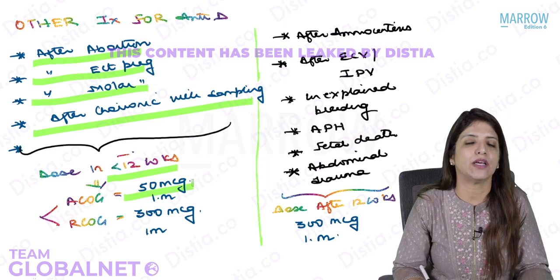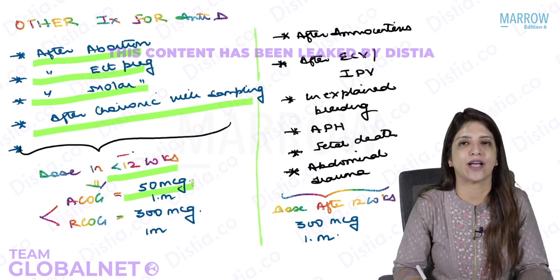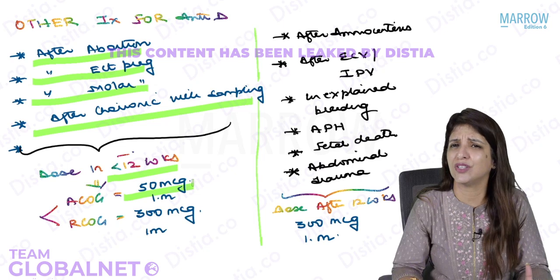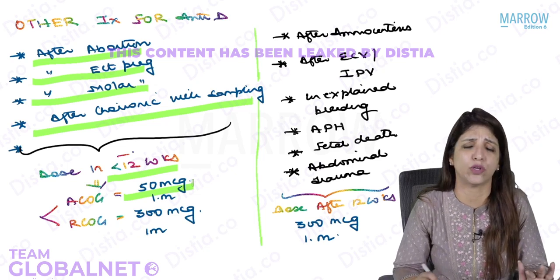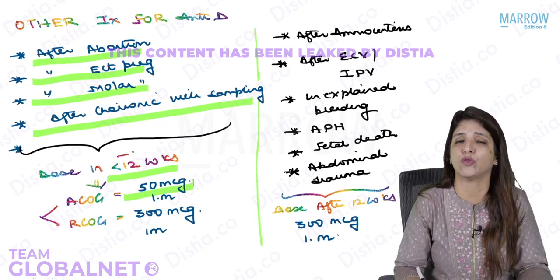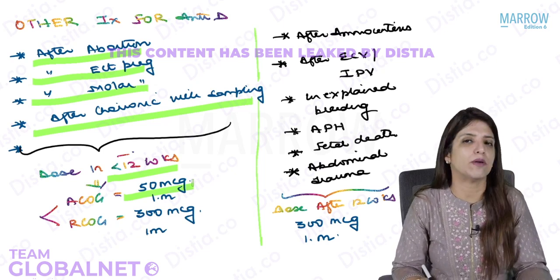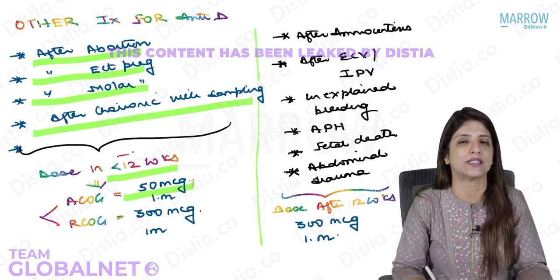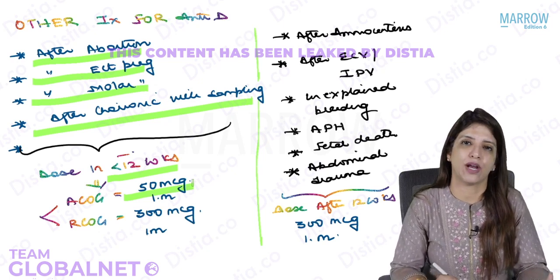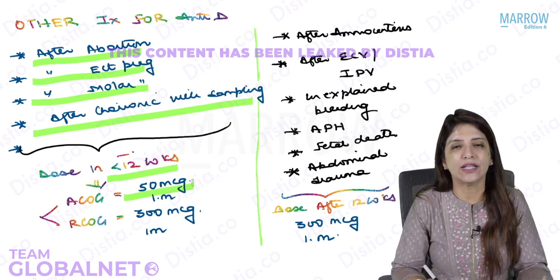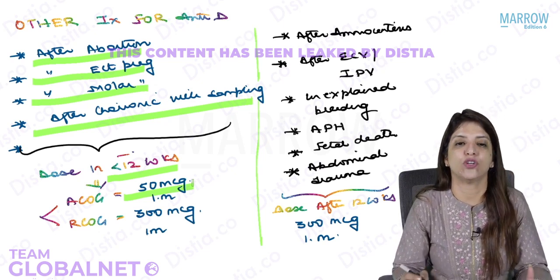But the Royal College of Obstetricians and Gynaecologists says that whether it is less than 12 weeks or more than 12 weeks, it hardly matters. Every time you have to give 300 micrograms of anti-D. But we are following the American College of Obstetricians and Gynecologists, and at less than 12 weeks, we give 50 micrograms of anti-D. Now, what are the indications for giving anti-D in second or third trimester?